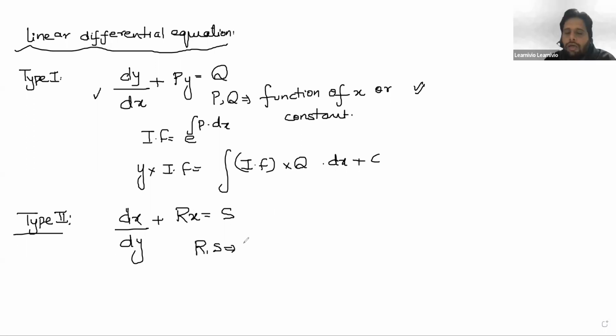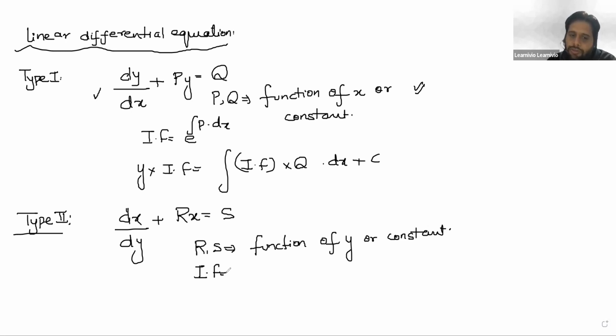Okay, so here R will change. R will become function of y, function of y or constant. So you have to remember type 1 first only, and from that, please derive the type 2. There's no need to remember this type 2.